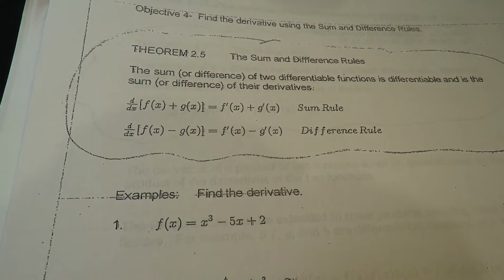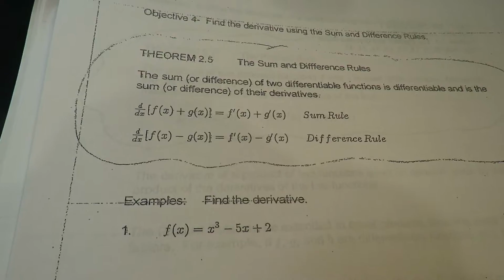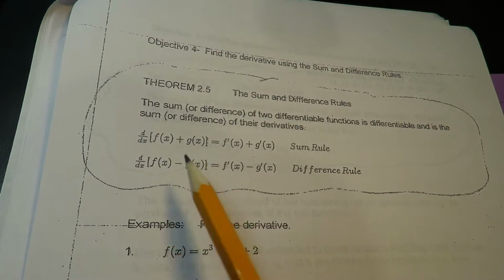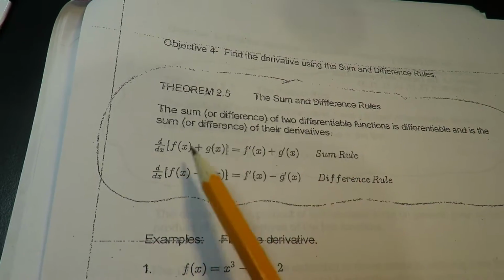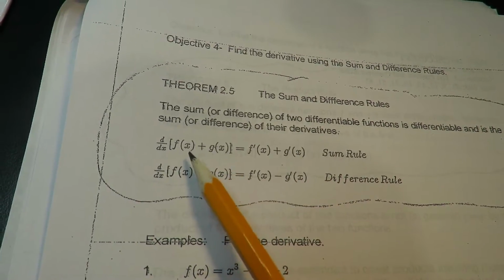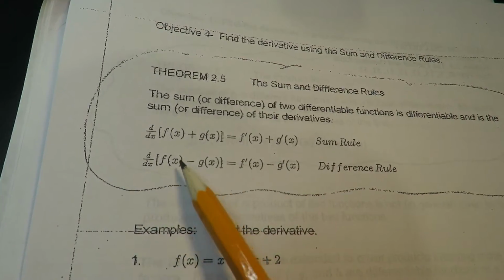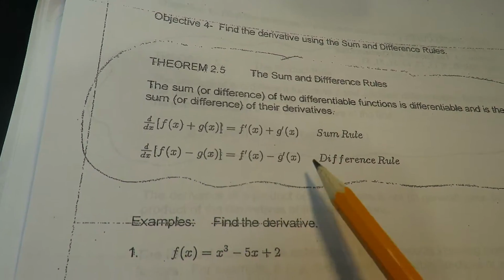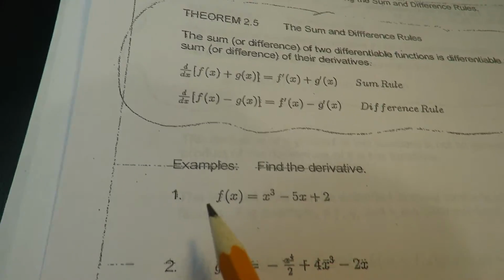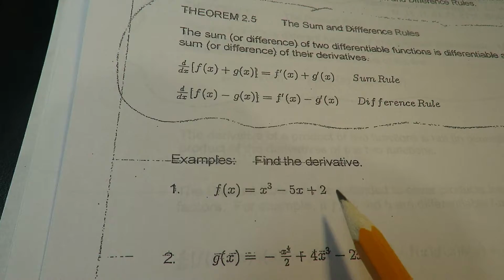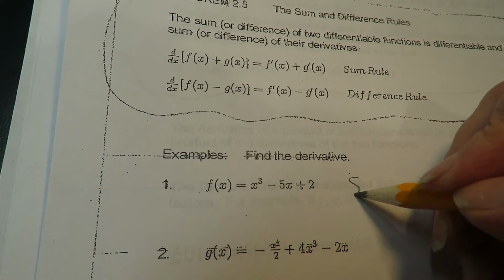Okay, gang, let's look at the sum and difference rules. If you're taking the derivative of a sum or difference, it's the derivative of each piece. If I'm adding two things, I take the derivative of the first thing plus the derivative of the second thing. If I'm subtracting two functions, it's the derivative of the first one minus the derivative of the second one, okay? So you just go across taking the derivative. If you have a series of items, you just take the derivative of each.